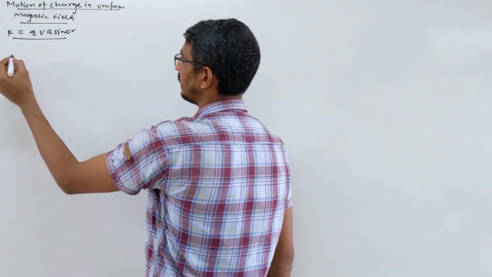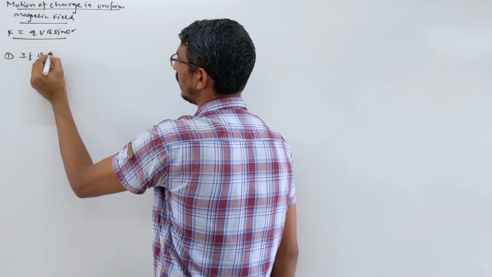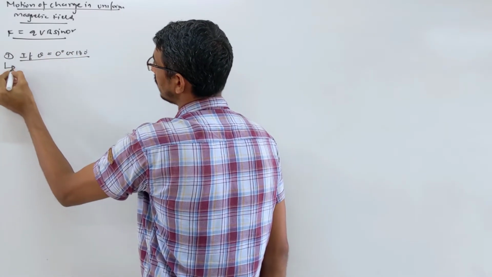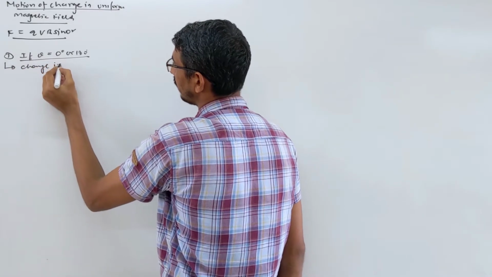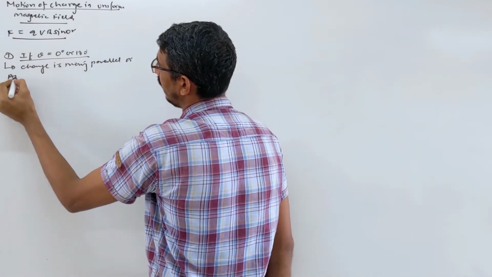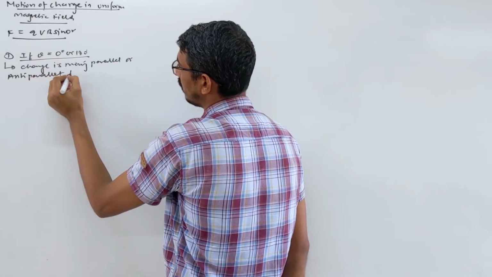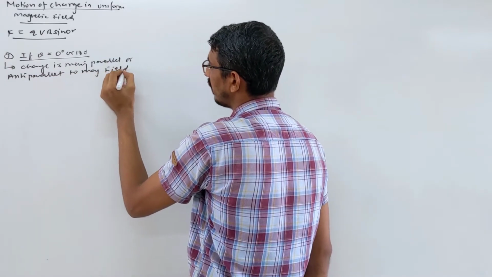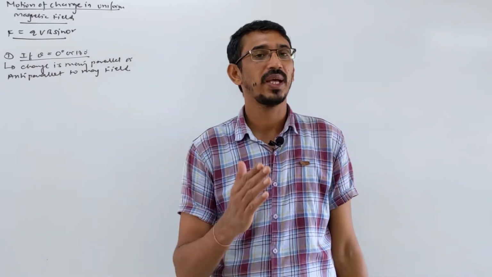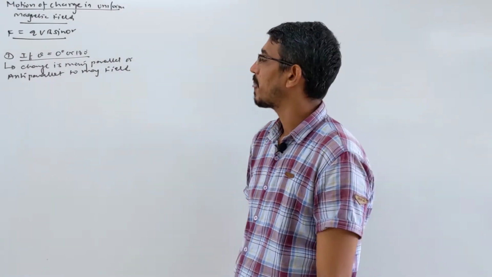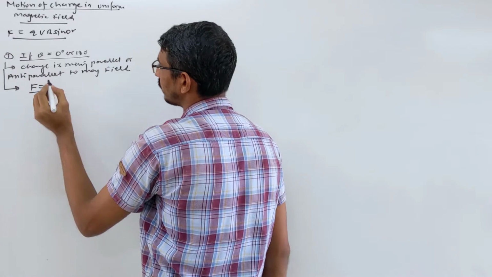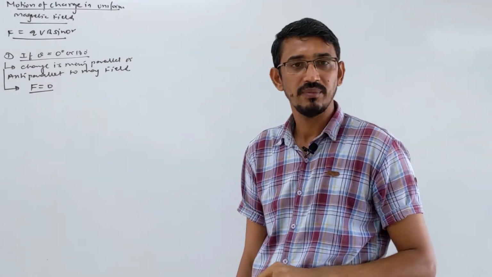Look here, first case: if theta is equal to 0 degrees or 180 degrees, what's the meaning of this? The charge is moving either parallel or anti-parallel to the magnetic field. Theta is the angle between velocity and magnetic field. Obviously you see the force becomes 0, so the charge will not experience any magnetic force.